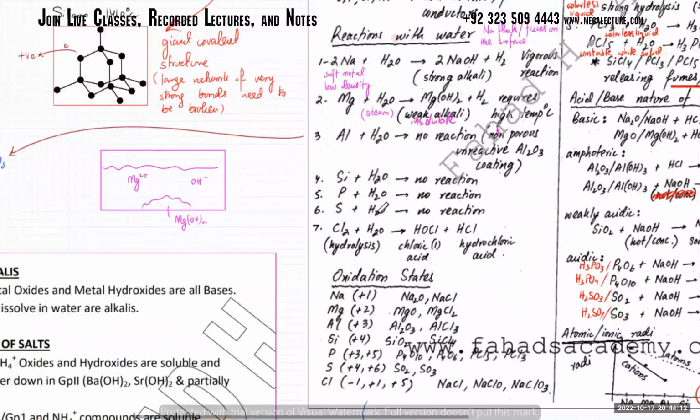Chlorine you can add in swimming pools and you'll get two acids. One is chloric 1, the other one is hydrochloric, HCl and HOCl. Okay, so these are reactions with water that you just have to memorize. Is that clear?